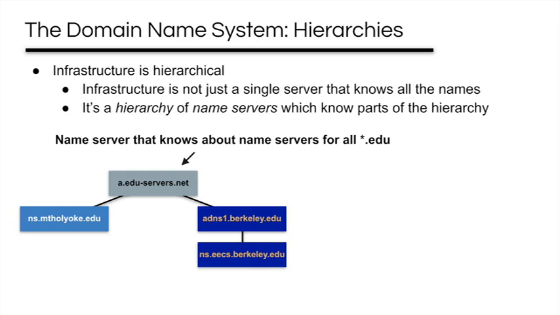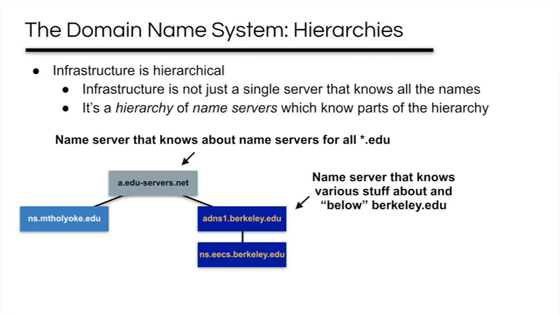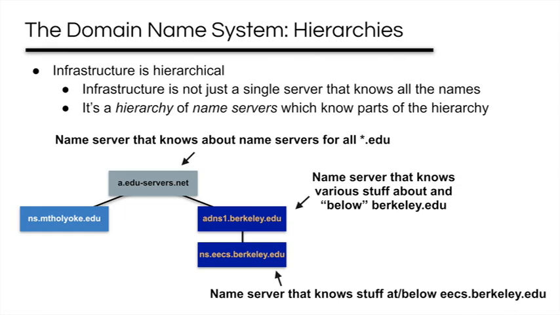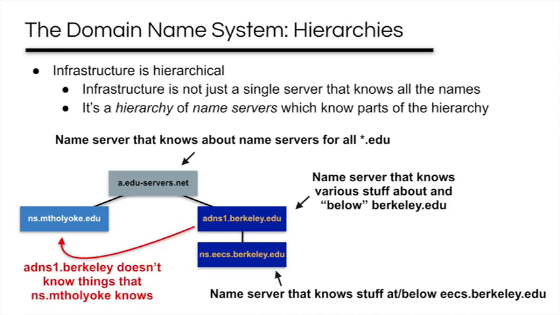So, for example, a.eduservers.net is a name server that knows about the name servers for all .edu domains. adns1.berkeley.edu is a name server that knows about various stuff below berkeley.edu. And Eeks has its own name server, ns.eeks.berkeley, which knows about stuff at or below eeks.berkeley.edu. And note that adns1.berkeley doesn't know anything about the stuff that ns.mount Holyoke knows.